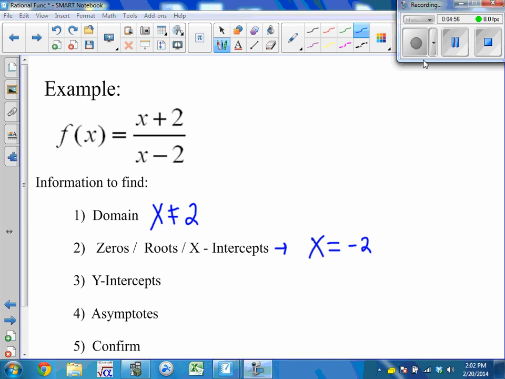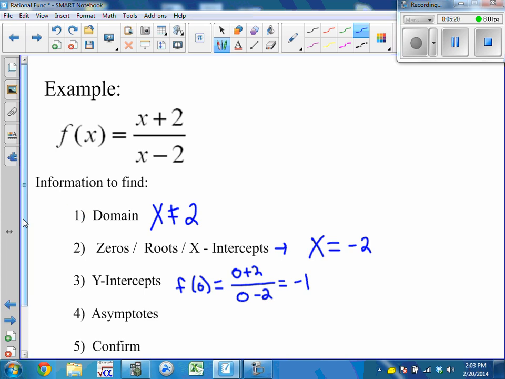So our y-intercept is what happens if we make the x 0. So if we make the x 0 and we want to find what f of 0 is, that is going to be 0 plus 2 over 0 minus 2, which is negative 1.